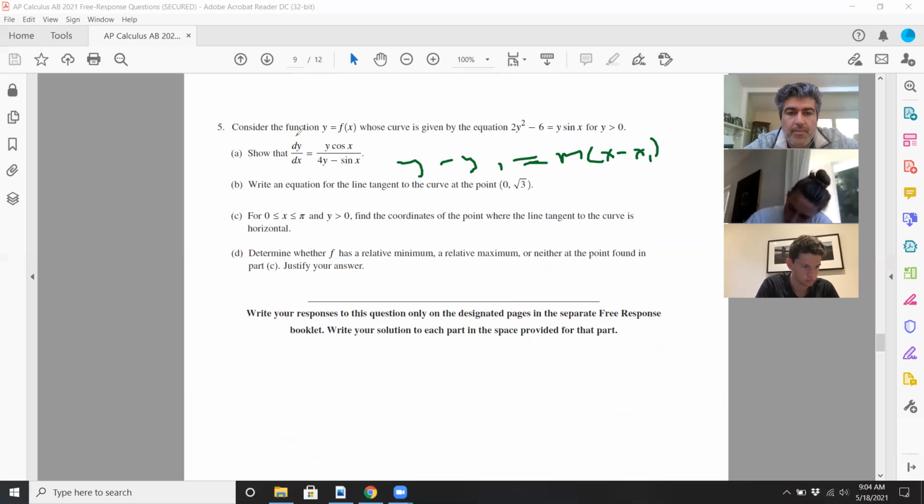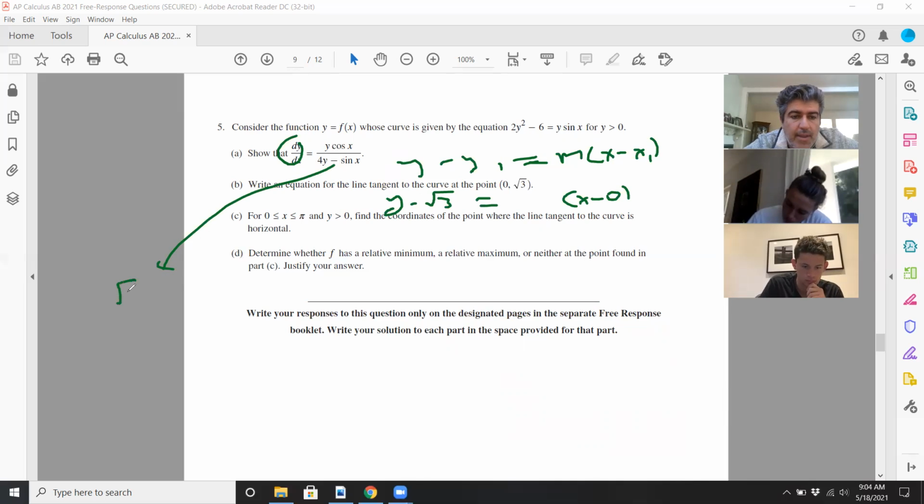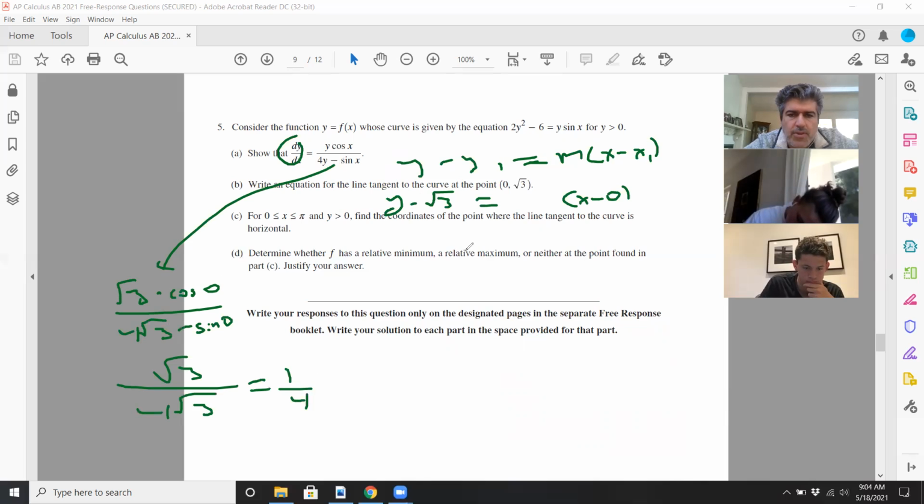Okay, well, the average derivative. So my guess is they'll probably give me maybe 2 points. 1 point for the overall form, like y minus root 3 equals m times x minus 0. For the slope, you just have to plug in the points you're given. So root 3 for y, cos 0, over 4 root 3 minus sine 0. Well, sine 0 is 0, but cosine 0 is 1. So you have root 3 over 4 root 3, which is 1/4. So there you go. So again, pretty simple.